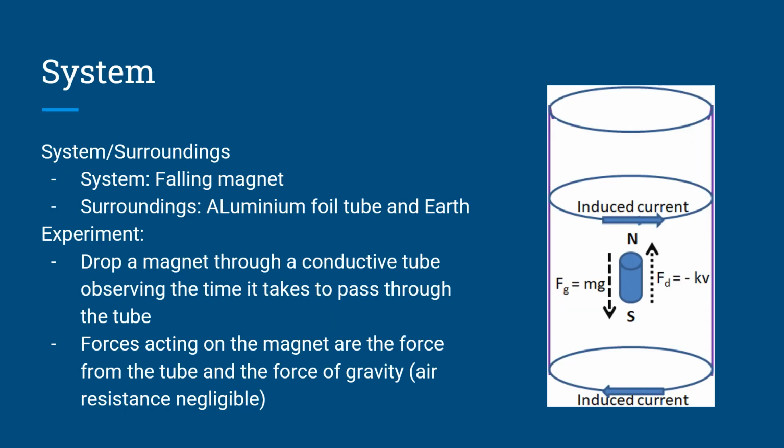And here are the system and surroundings and the experiment of the lab. The system is the falling magnet. The surroundings is the aluminum foil tube and the rest of the Earth. The experiment is to drop a magnet through the conductive tube and observe the time it takes to pass through the tube. The forces acting on the magnet are the force from the tube and the force of gravity. Air resistance is negligible in this lab.